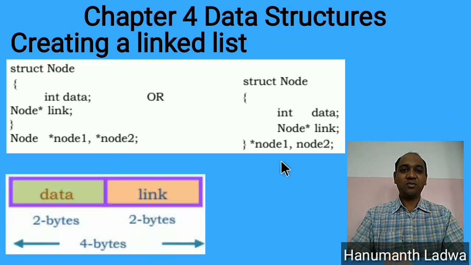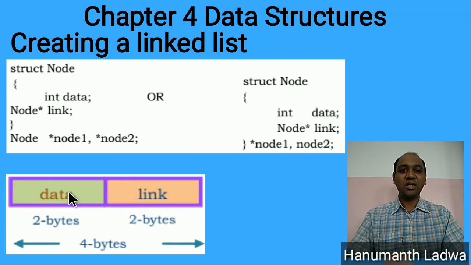And here we will see the data and link. Each node consists of two parts. The first part, that is the leftmost part, is data, consisting of the actual value, and the link is the reference or address that is pointing to the next node in a linked list.